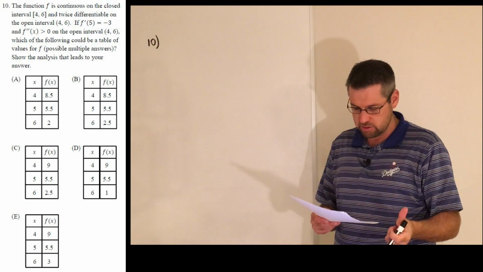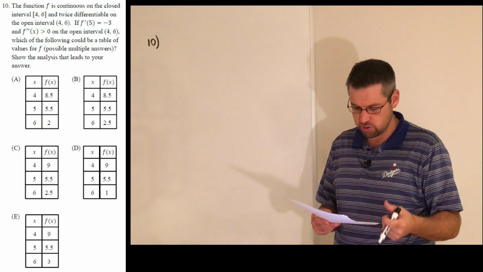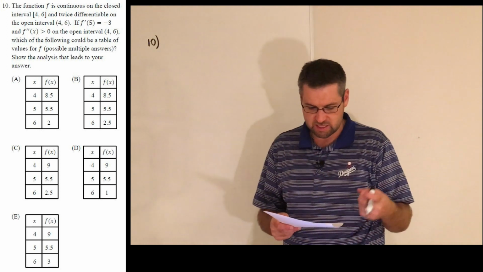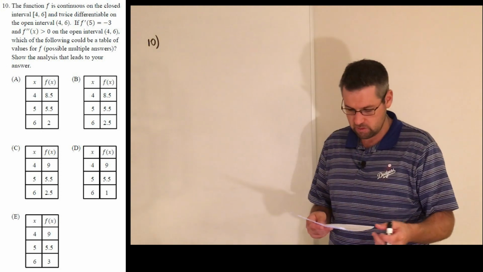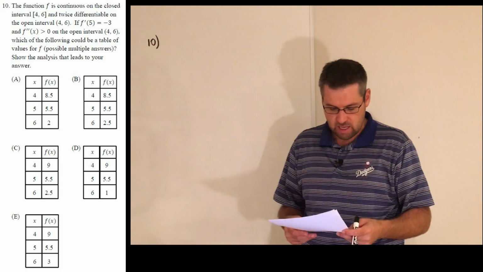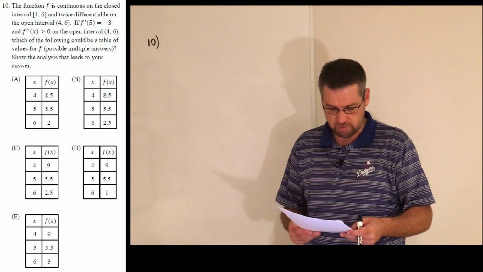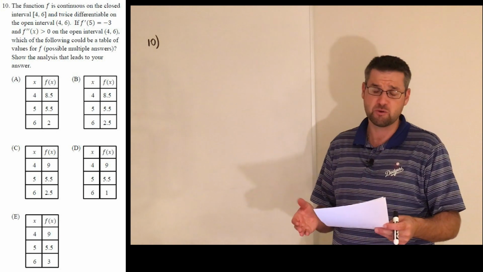So we know f is continuous. We know it's twice differentiable, which means we can take the derivative and the second derivative on the open interval. And we know some attributes about this graph, and it gives us some tables to choose from here.